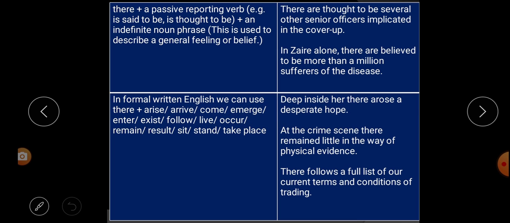So these are the rules about how to use introductory there, and I hope all of you understood. If you have any doubt, just go through the notes and read line by line, and you will understand better.